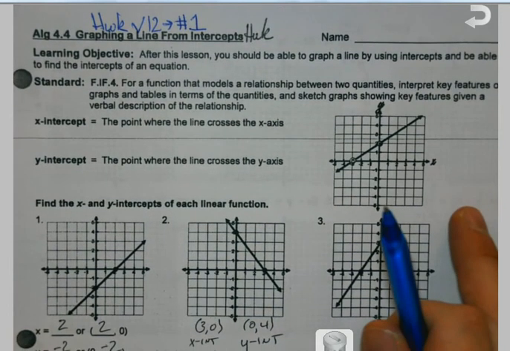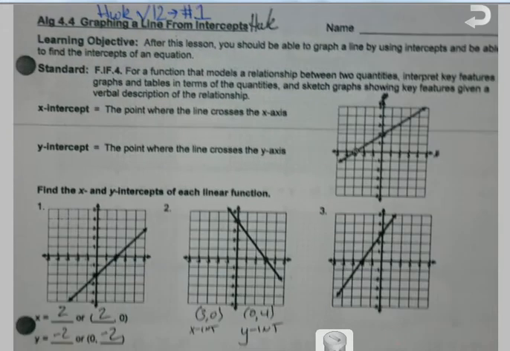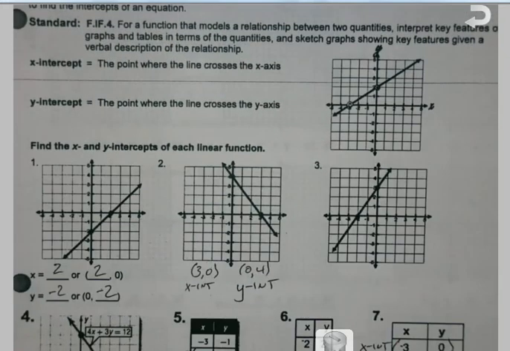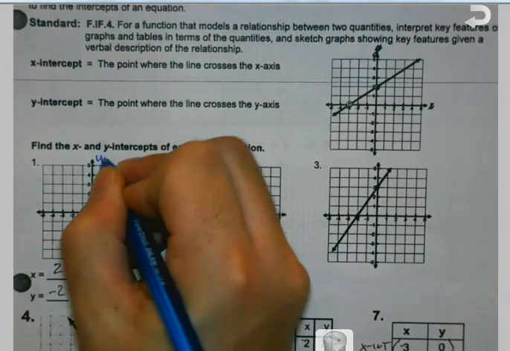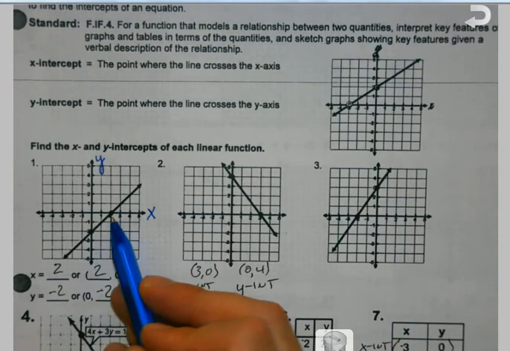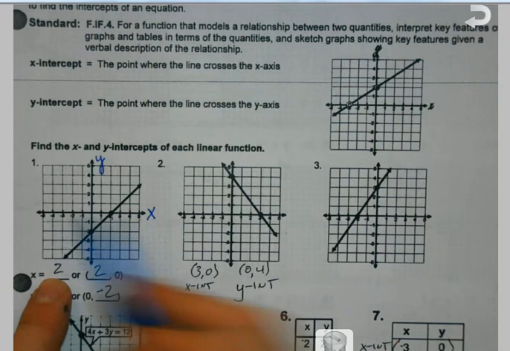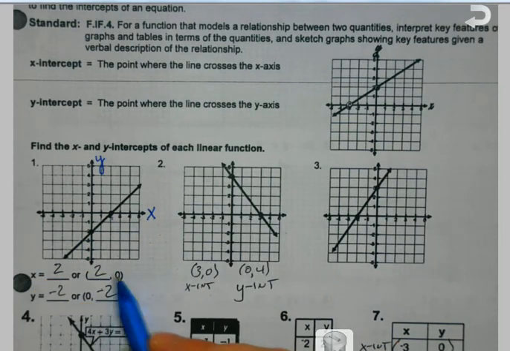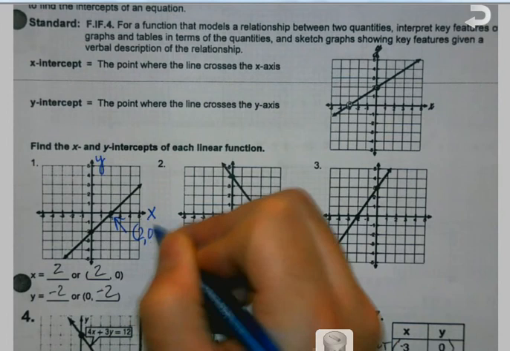So what we're going to do here is we're going to do some of the types like we've been doing. So for instance, up here on the top, I did the first couple for you. Basically what I'm doing is I've got my x and my y axis, and I'm finding the intercepts for each. So like on this first one, I see my x value is 2. So I know when it's an x-intercept, the y value is going to be 0. So my x-intercept right there would be 2, 0.